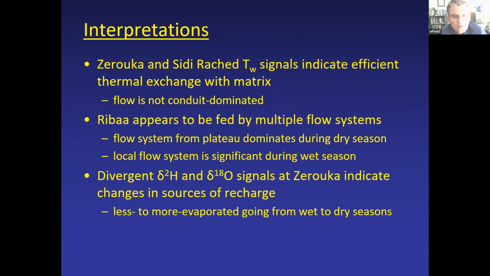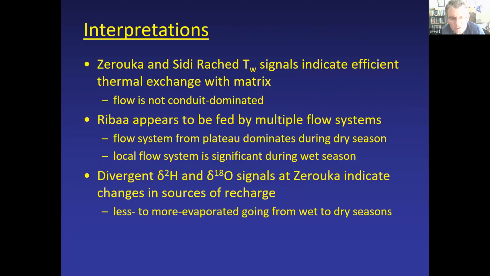We interpret this as meaning that Zaruka and Sidi Rashid water temperature signals indicate relatively efficient thermal exchange with the matrix, that is, flow is not conduit dominated, and that Riba appears to be fed by multiple flow systems, with the flow system from the plateau dominating during the dry season, and a local flow system that's significant during the wet season.